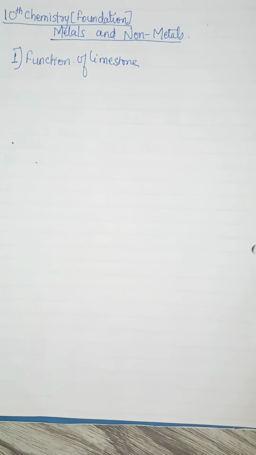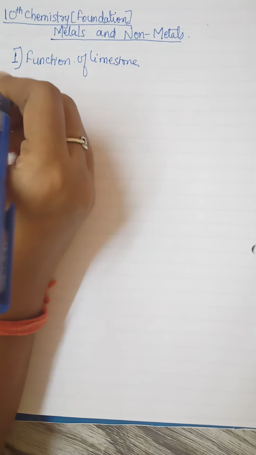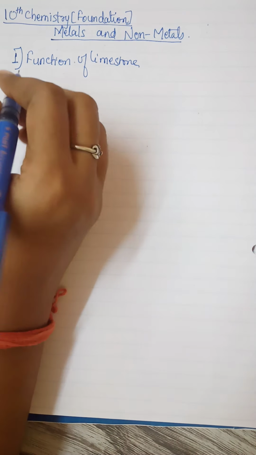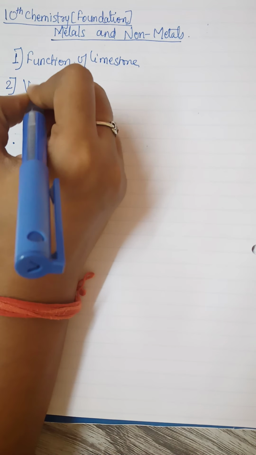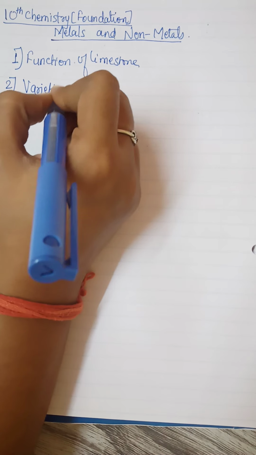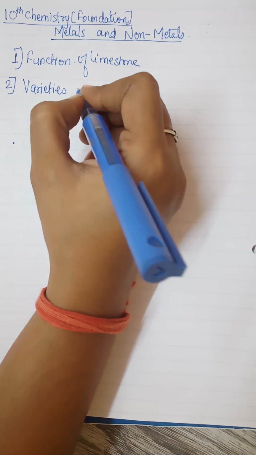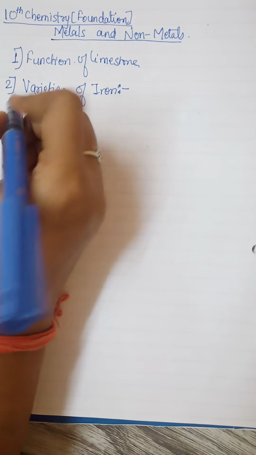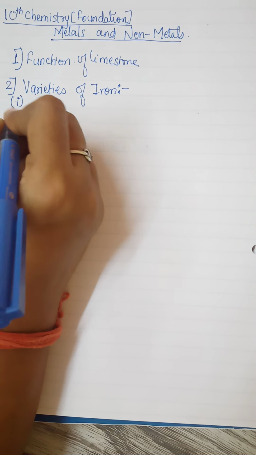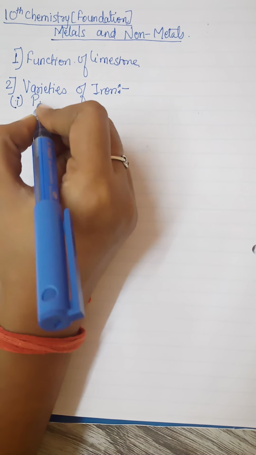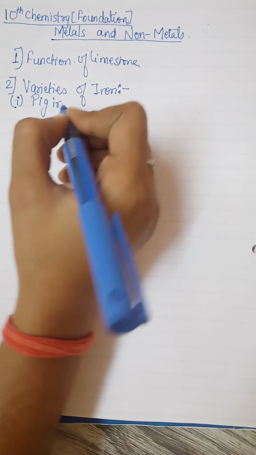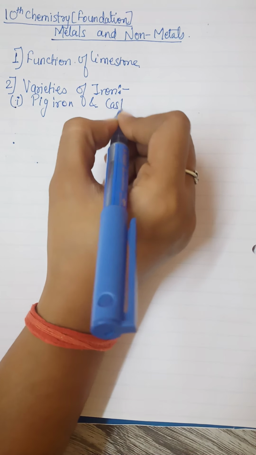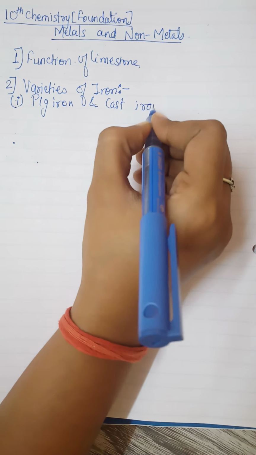Then the second topic of the day will be varieties of iron. ठीक है. So the first one is your pig iron and cast iron. So what are these?